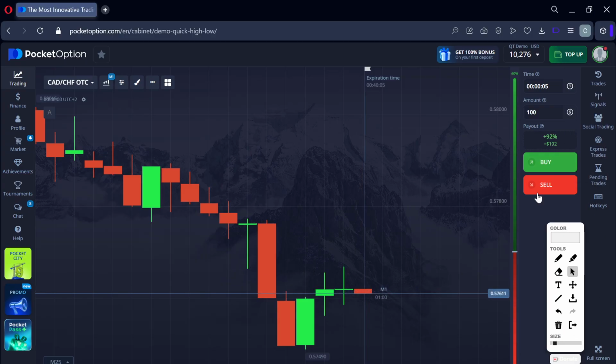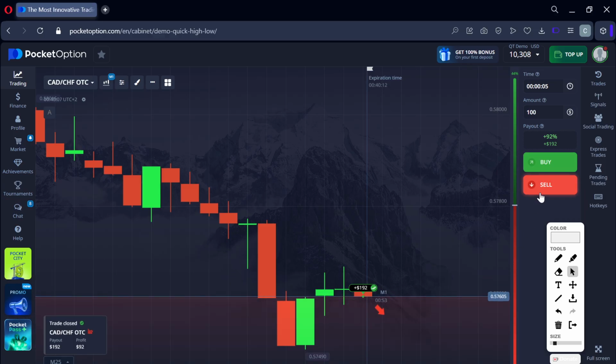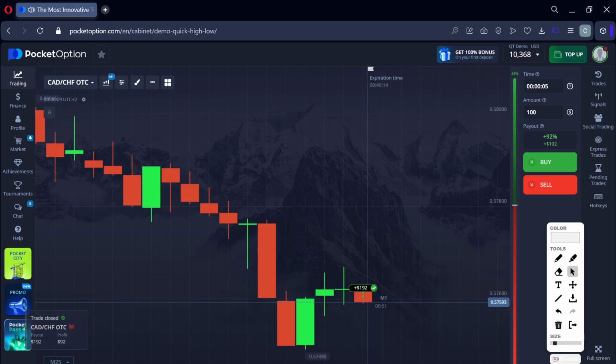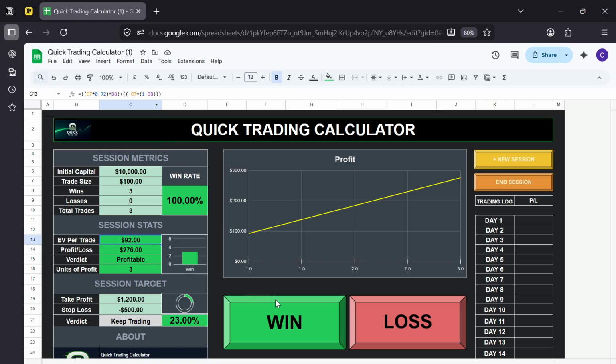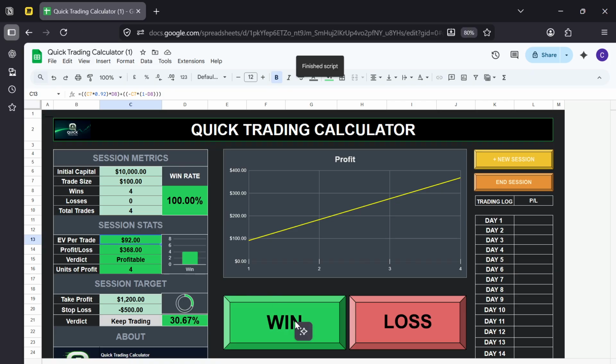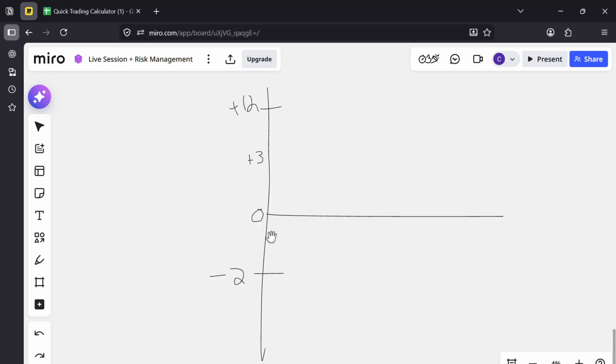So brand new candle forms. Now we need it to retrace. Boom, there we go. We're in for a sell. So let's see how this trade plays out. There we go. Bang, another win. There we have it. There is another one which we're going to be adding to the session. Beautiful stuff. Now that we have won that trade, we add it here into the calculator, currently sitting at 100% win rate, incredible stuff.